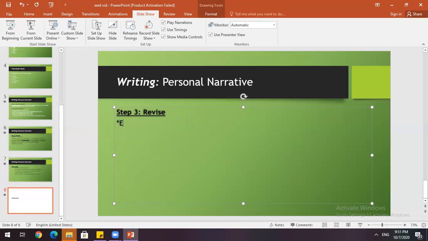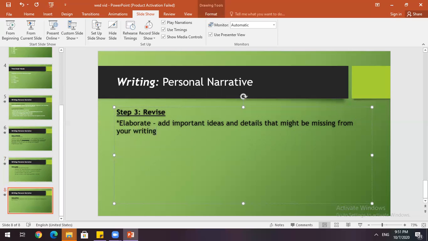Do you guys know what elaborate means? It is very important to elaborate at this stage. When we elaborate, we add important ideas and details that might be missing from our writing. When we revise our personal narratives, we may need to tell more about our feelings. If you look in the textbook, you will find examples of this.